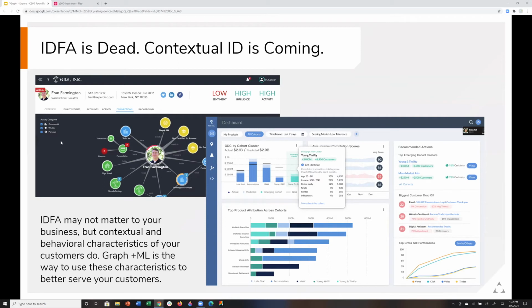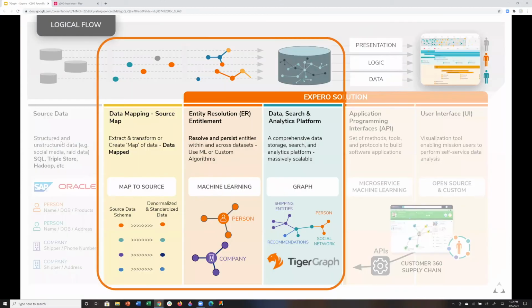And this is the thing that allows you to represent your customer, not just by some random ID string, but by their behavioral characteristics. It allows you to understand who they are and why they're doing the things that they're doing. So to get that context, we have to get information into a graph structured format. And we use both graph and machine learning methods to do that. So let me walk you through on the next slide how we get into the graph in the first place.